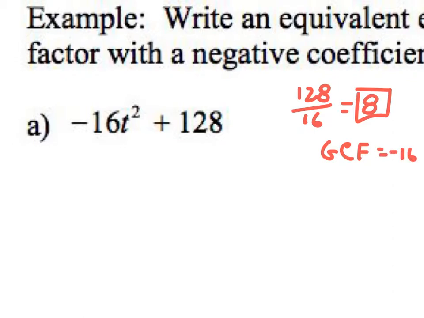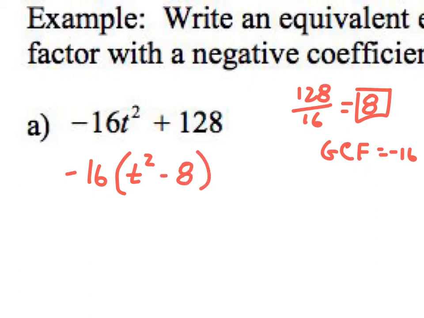So if I take out a factor of negative 16, then you have to think about what you'd be left with, all right? Negative 16 times what is going to give me negative 16 t squared? It's just going to give me t squared. Now, the reason why I didn't put a variable in here is because there's no variable here to factor out, okay? I didn't multiply anything in there to give me a variable. All right, so I've got t squared, and then if I factor out a negative 16, I have to put in a negative 8, okay?